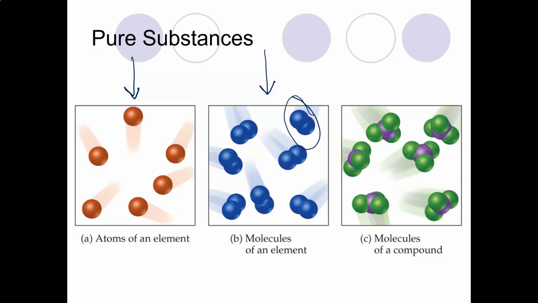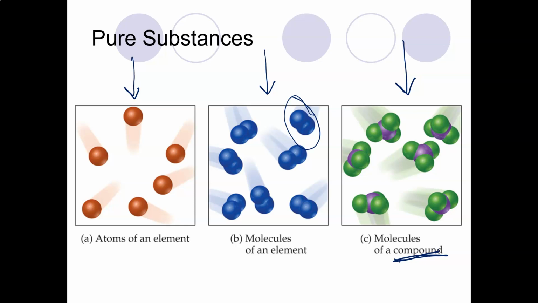In scenario 3, in picture C, I definitely have molecules because it looks like everything is four atoms stuck together. Three green ones and one purple one. The fact that there are two different colors involved is what makes it a compound. A compound is when we have at least two different elements, which again, visually are going to be different colors. So compounds are always molecules.